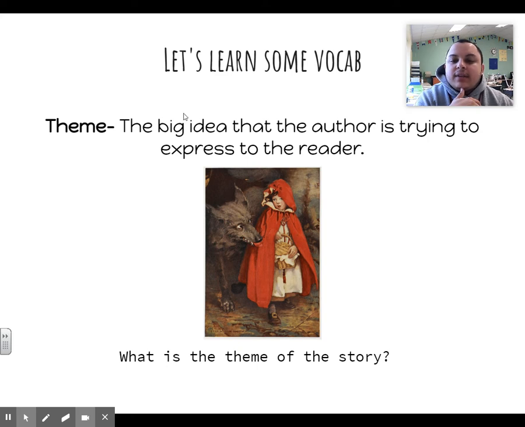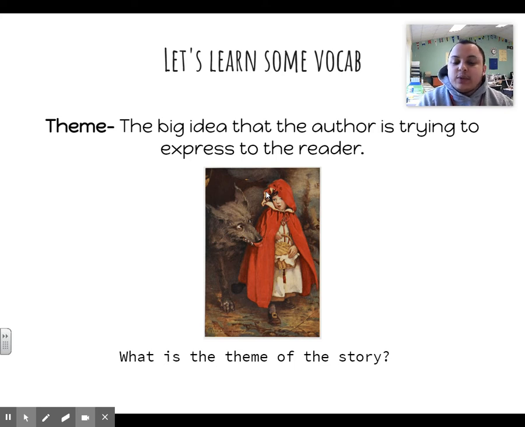All right. Theme. The big idea that the author is trying to express to the reader. We have to infer this, meaning we have to take everything that we already know in our brains and everything that the author is telling us, and come up with the message that the author is trying to send us. If you think of the story Little Red Riding Hood, what is the theme of that story? What is the big overall message that the author wants us to know?